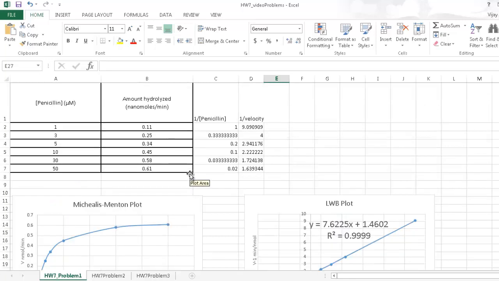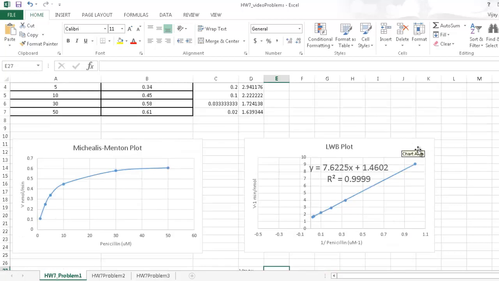Michaelis-Menten kinetics. And I also went ahead and plotted a double reciprocal plot, which is 1 over penicillin, which is 1 over substrate. And that would be on the x-axis, and on the y-axis would be 1 over the reaction velocity. In this case, the reaction velocity is measured by the amount that is hydrolyzed. So if you remember how to do these plots and working with Excel, then this should be easy.